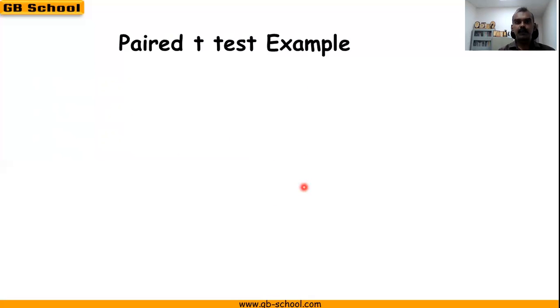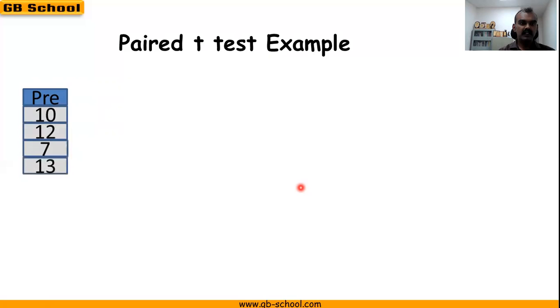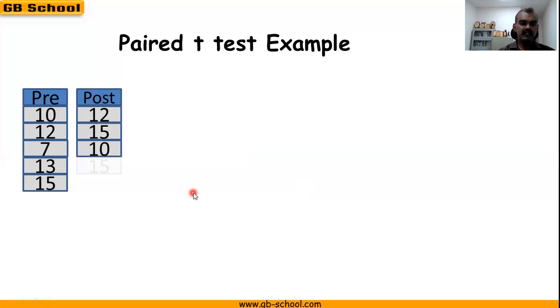Let's go with an example of a paired t-test. The pre-test knowledge scores of 5 students are 10, 12, 7, 13, 15. Then an intervention has happened, like a structured teaching program or any teaching method introduced to this group. After the intervention, we assess the post-test. The scores were 12, 15, 10, 15, and 15.